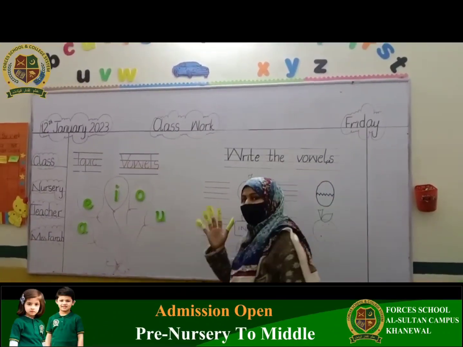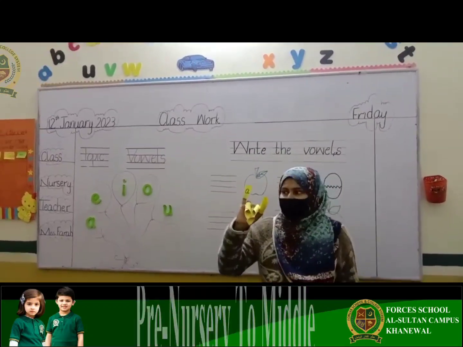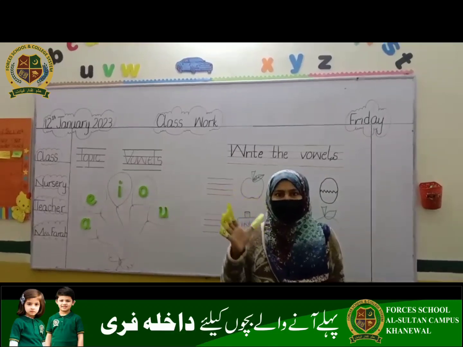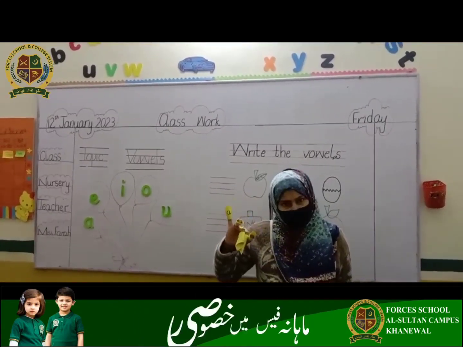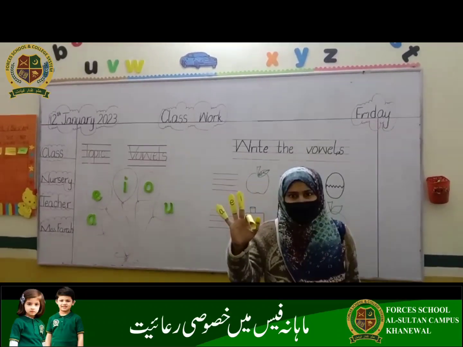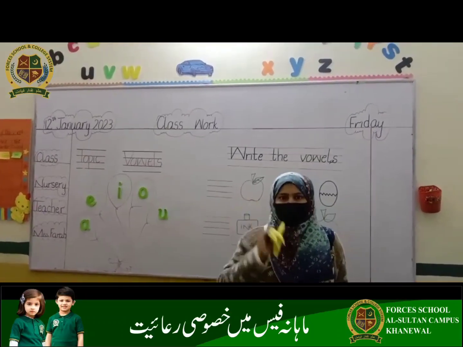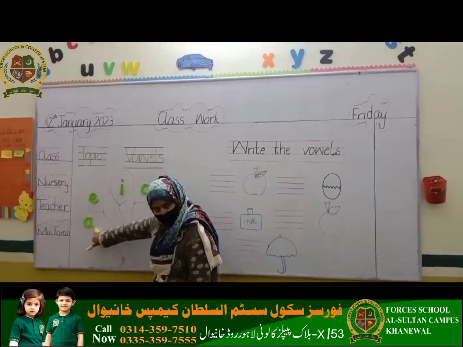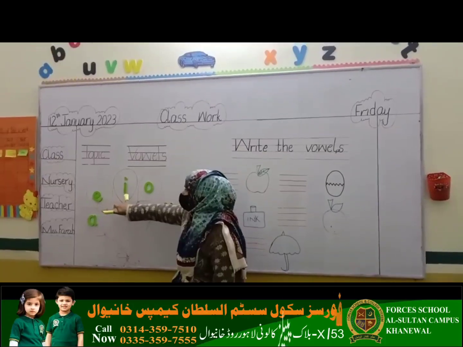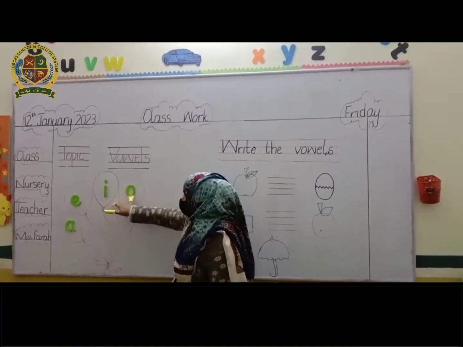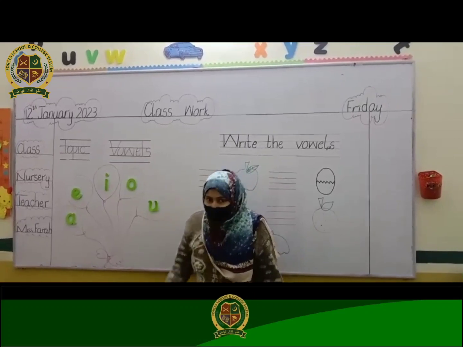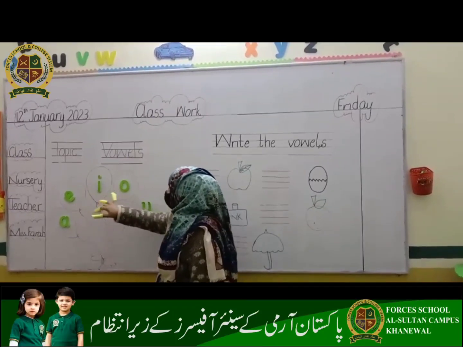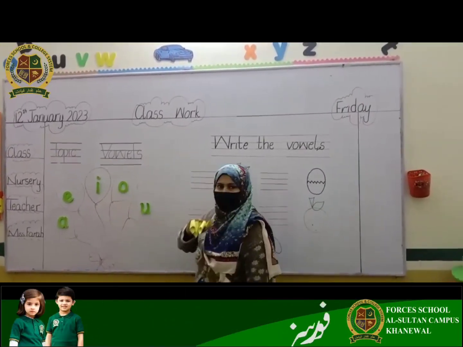Okay, now learn with me. Repeat it. A, E, I, O, U. Okay, let's repeat this again. A, E, I, O, U. Repeat with me.